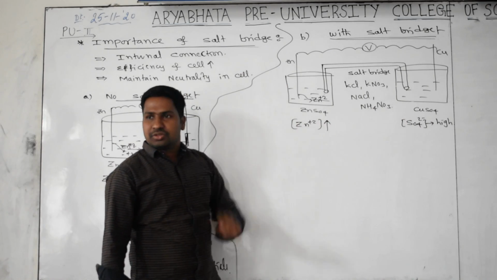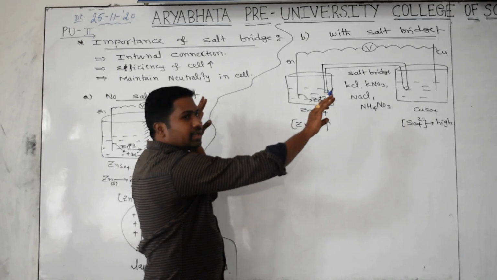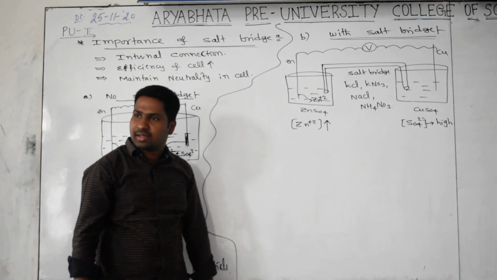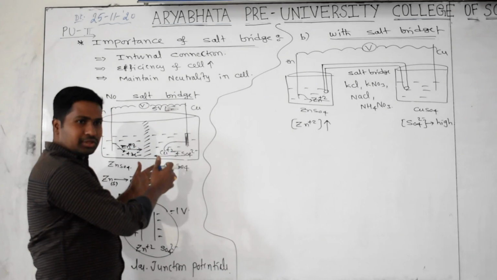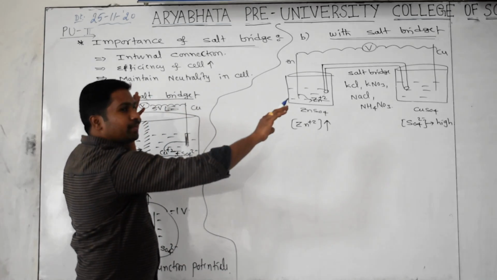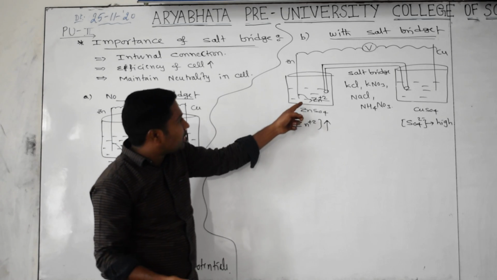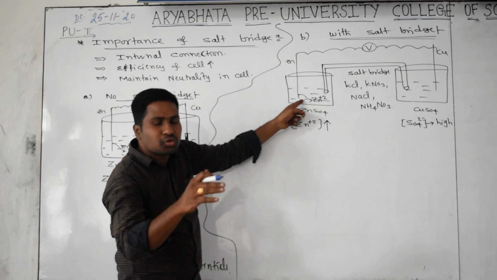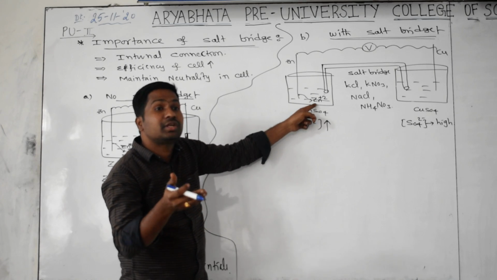If you are not using a salt bridge, one problem is this. Even though you are taking separate containers, if you are not using a salt bridge, the efficiency of the cell will be decreasing. Why? If you can contact, this is the problem. Without contact, you are separating them, but you are not using a salt bridge. What happens? See, dissolving keeps on increasing here. So after some time, what happens in this vessel? Zn2+ concentration will be more.